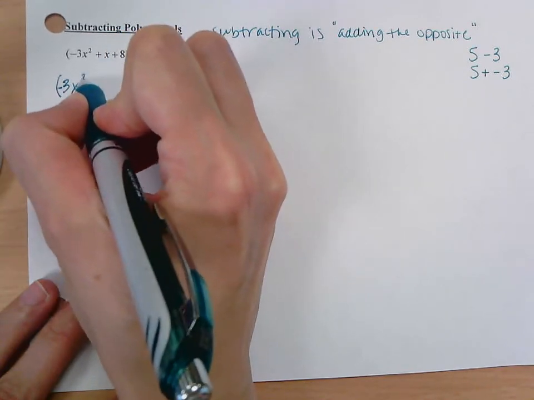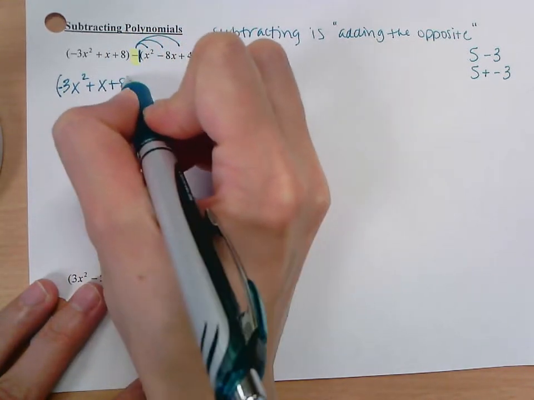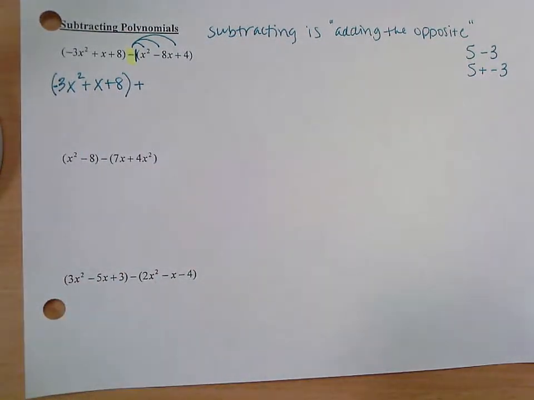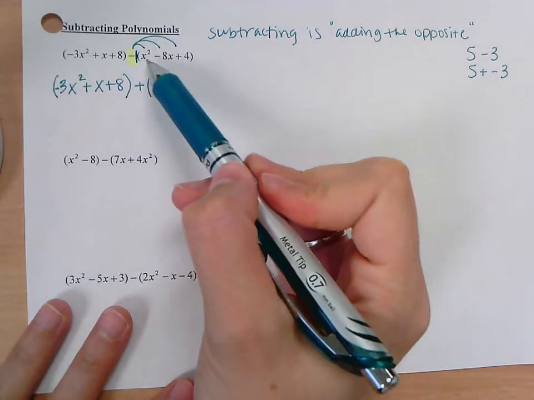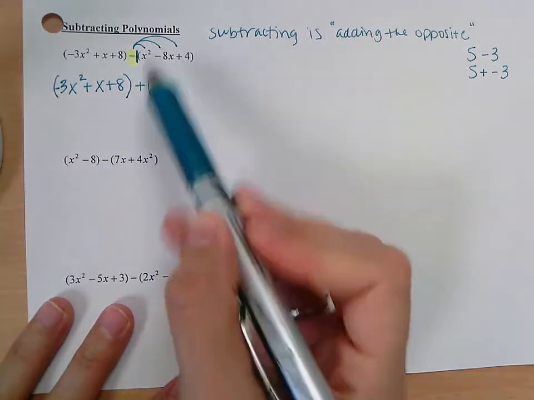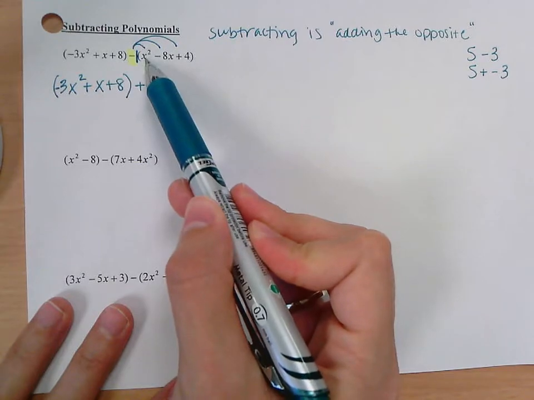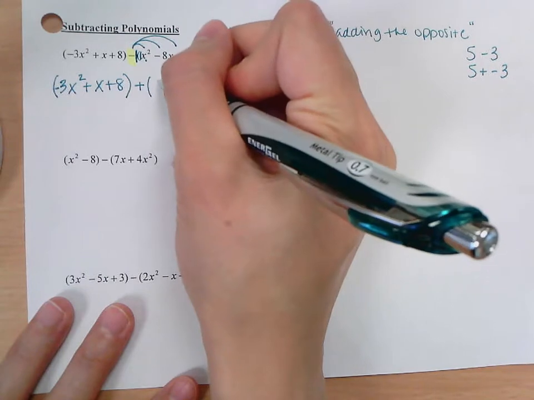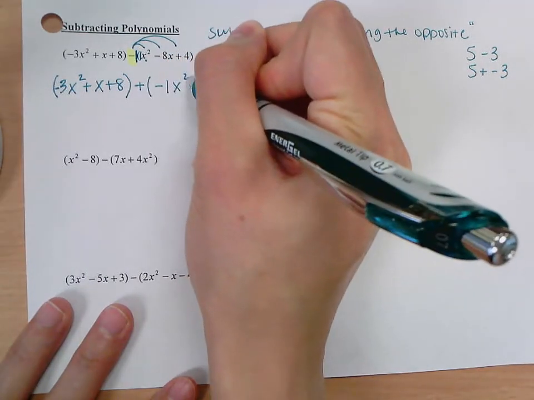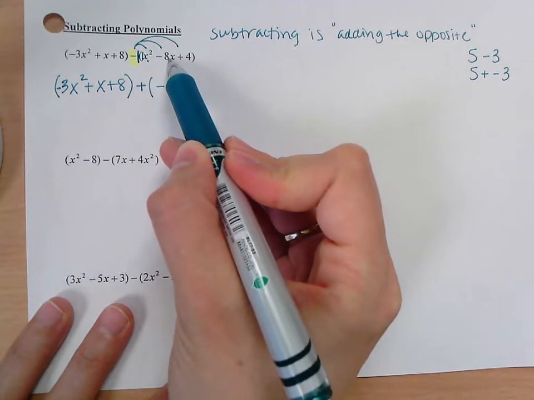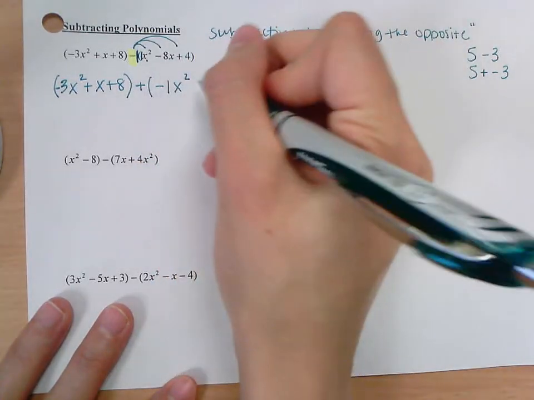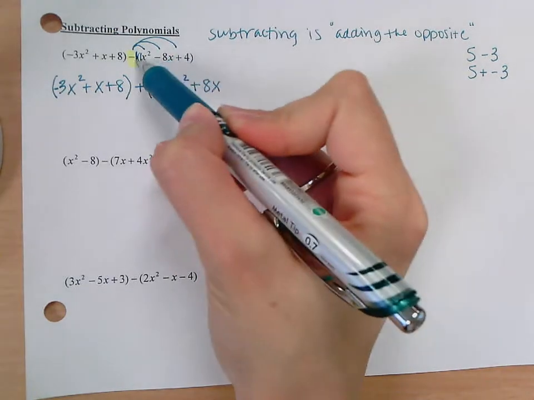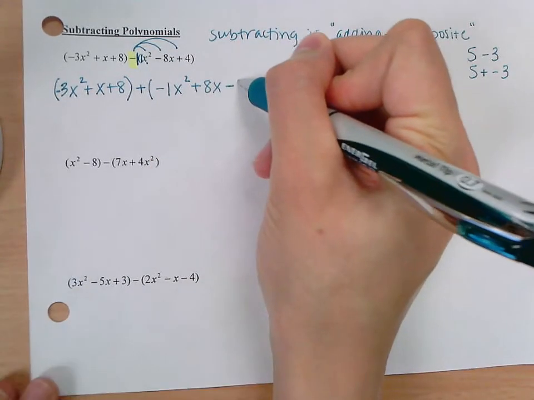So I still have negative 3x squared plus x plus 8. Now I'm going to change this minus sign to a plus. And for my second one, I'm distributing that negative. So I did have a positive x squared, and there was a 1 in front, so it was a positive 1x squared. It's now a negative 1x squared. I had a minus 8x. If I multiply by negative 1, that's now a positive 8x. And then I had a positive 4 times negative 1 is now a negative 4.